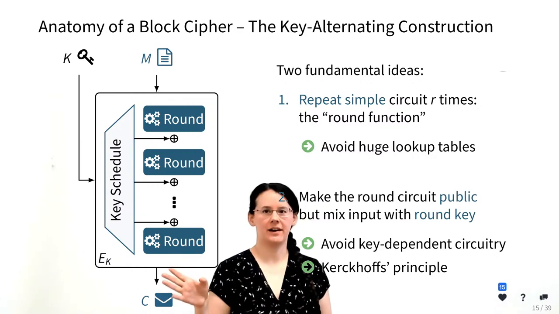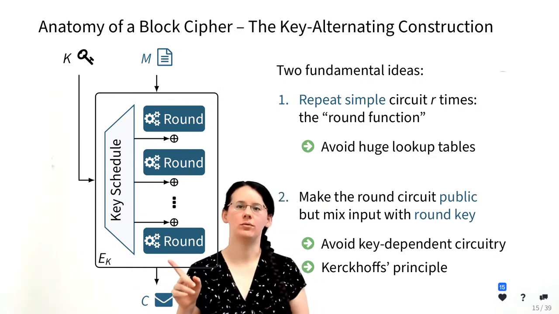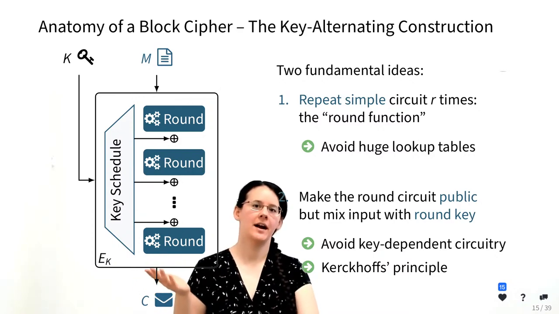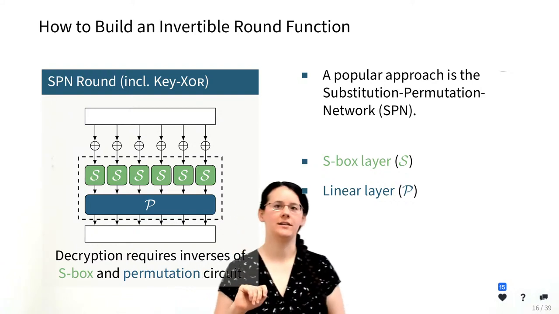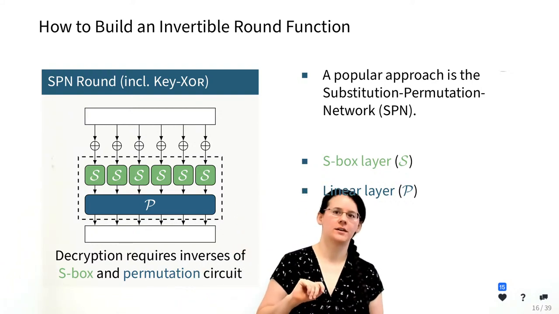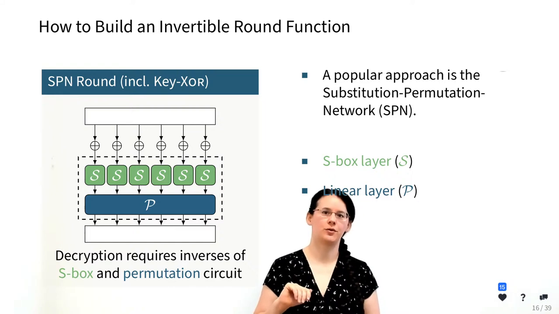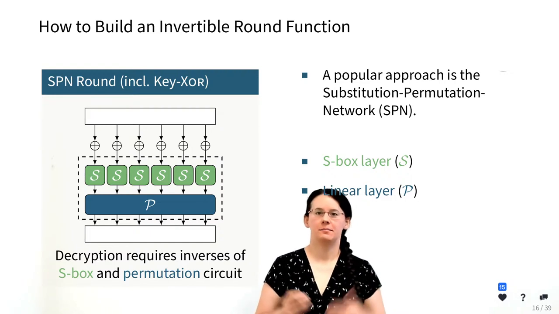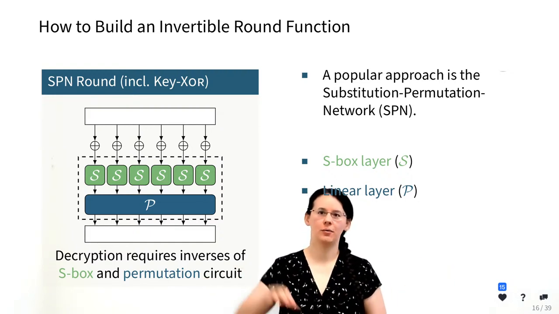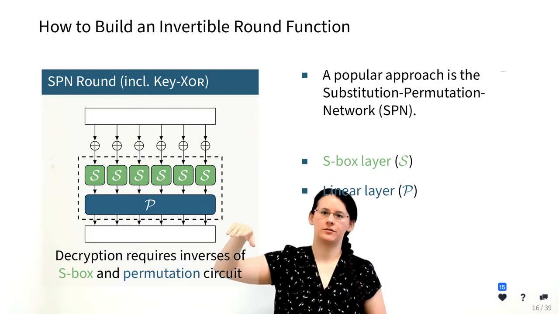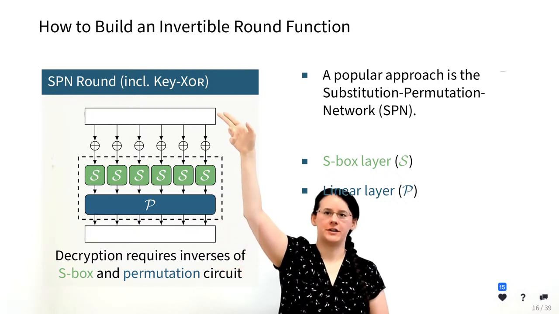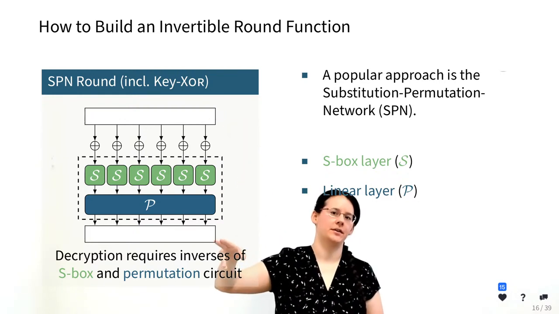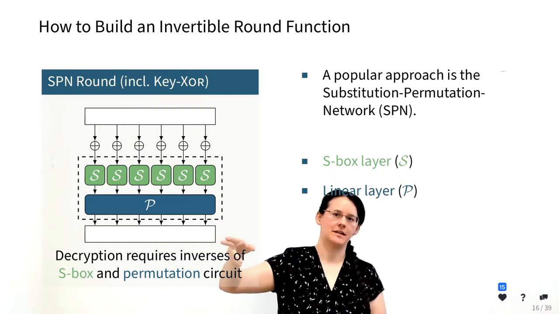Okay, so this is the general layout. Now the question is, of course, what can a round function look like? There are again several construction mechanisms here, and I'm just picking out the most widely used one, which is the so-called SPN construction, which is short for Substitution Permutation Network. And the name is what the thing does. What you see here is a picture of one round function with the input to the round function here. In the first round, this is simply the message, and the output of the round here. In the last round, this output is the final ciphertext.